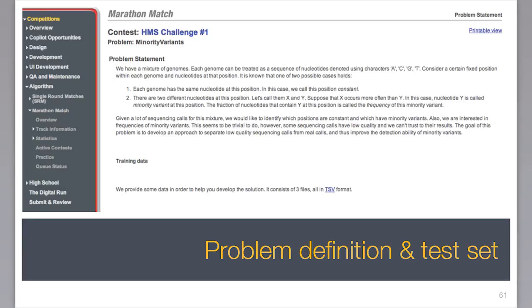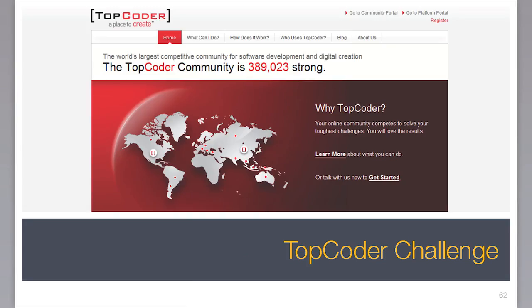We submitted a test set for them to play with, a training set for them to play with. And then the site, TopCoder, gets a test set. So each time someone submits a solution, they quickly run that and tell the person, okay, your score is now X, Y, Z. People are encouraged to iterate on their solutions.